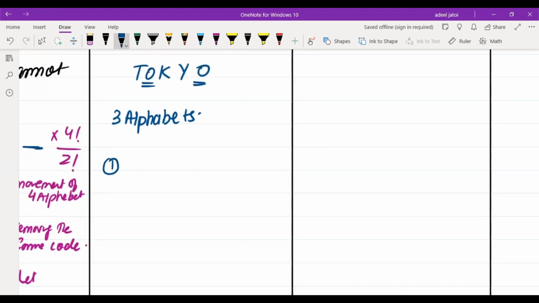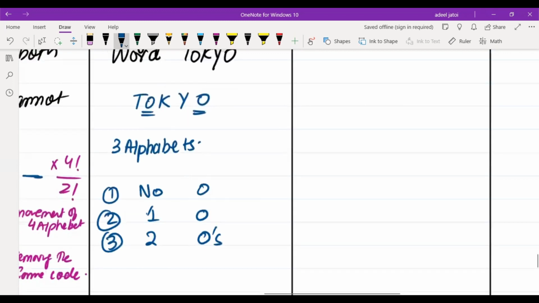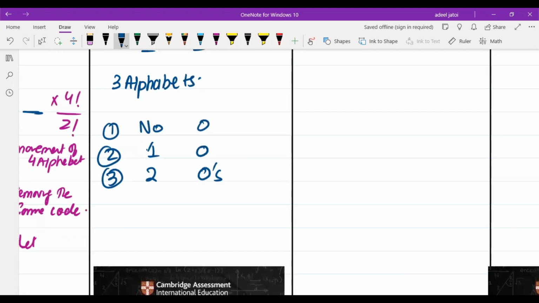In those three alphabets, there can be three options. Option number one, there is no O. Option number two, there is one O. And option number three, two O's possibility. So that means there can be a code with no O, a code with one O, and a code with two O's.